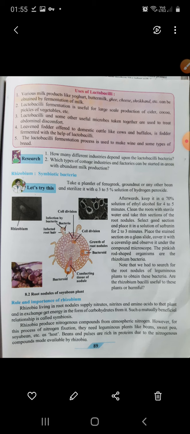Okay, and for nitrogen fixation, these bacteria need leguminous plants like sweet pea, soya beans, etc. They use them as host plants. Beans and pulses are rich in proteins due to nitrogenous compounds made available by the rhizobia. The question is given here. Beans and pulses are rich in proteins. Why? Because beans and pulses are leguminous plants, and rhizobia present in the root nodules of these plants produce nitrogenous compounds from the atmospheric nitrogen, and therefore beans and pulses are rich in proteins due to nitrogenous compounds made available by the rhizobia. Okay, so here are two questions. Why is rhizobium called symbiotic bacteria, and second, why are beans and pulses rich in proteins. Okay, you will get the answer in the last paragraph.